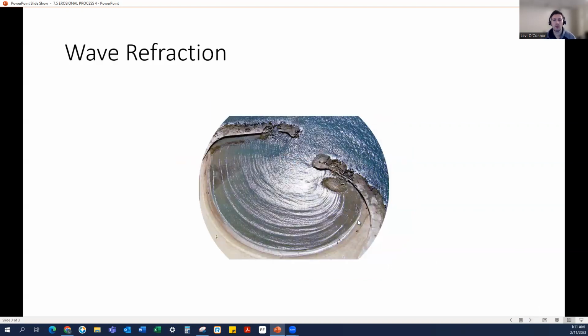Wave refraction. This one I really liked. I instantly thought of a tide pool. I actually swam in something very similar to this in California. Some of you might have as well, as it's a very common thing that can create tide pools.